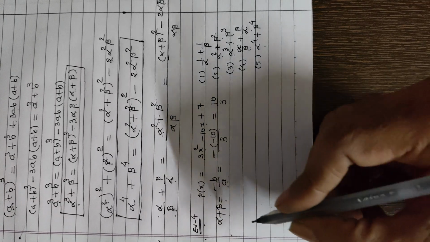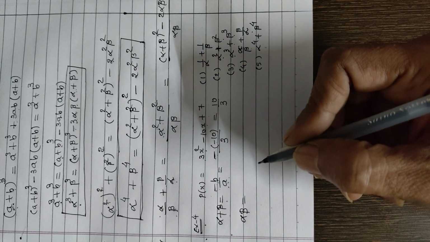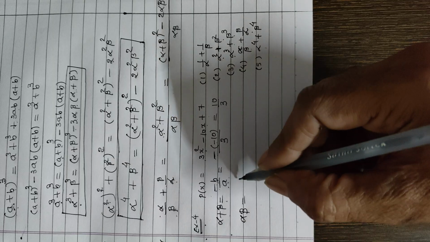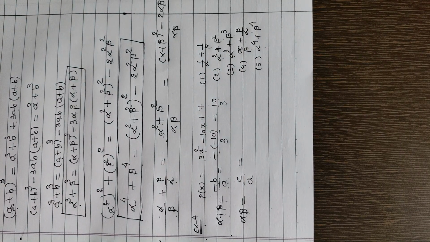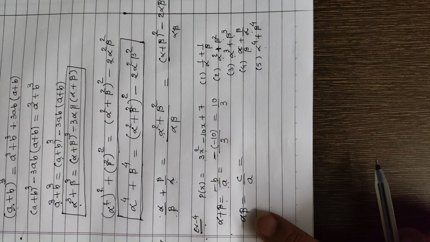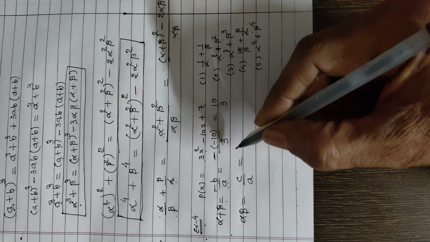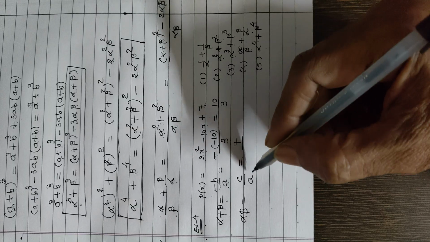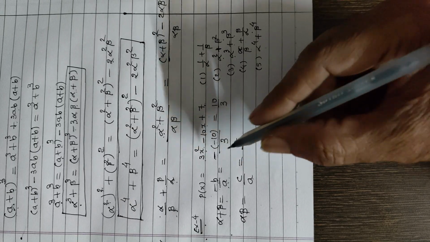And second is alpha into beta, the product of the two zeros, that is c upon a. Here c is the constant and a is the coefficient of x square. So here the coefficient of x square is 3.